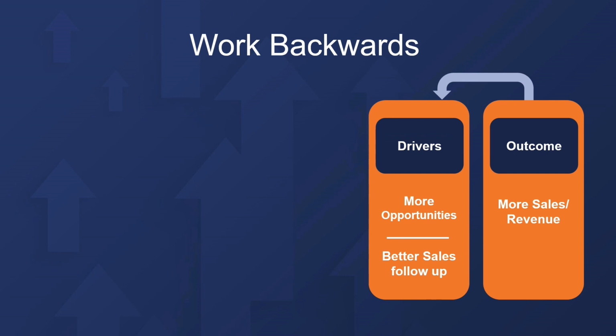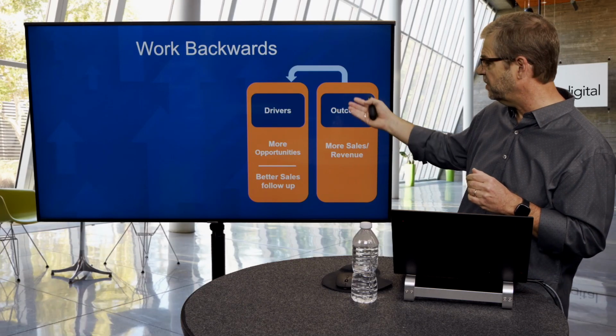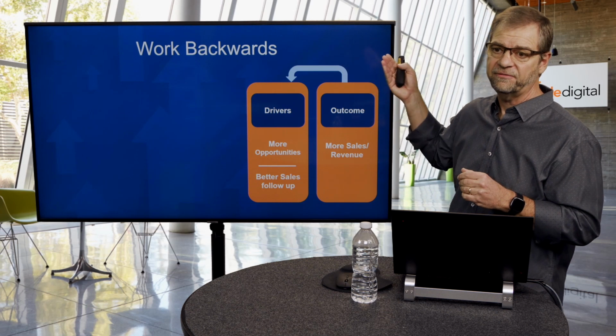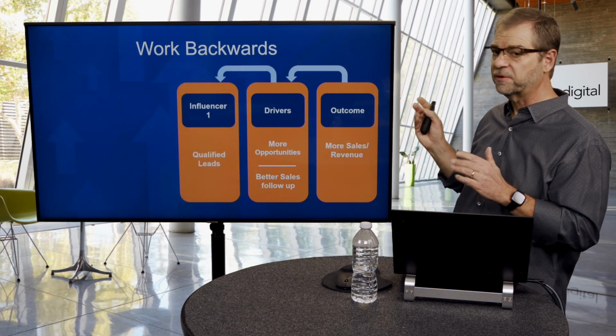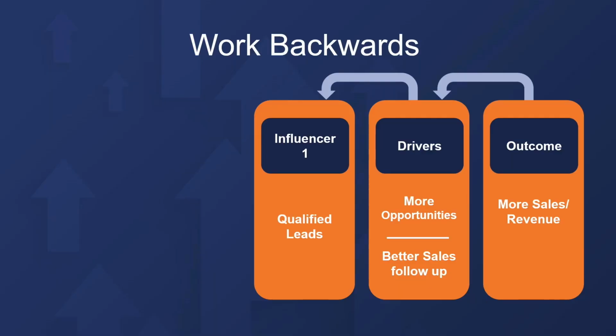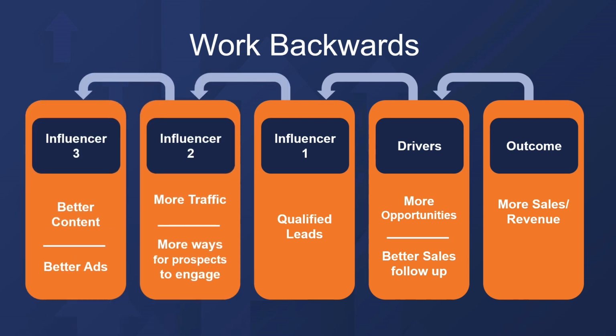Once you have that desired outcome, ask yourself the question, what are the drivers of that desired outcome? What things can they do in their business that are going to cause that outcome to happen? In our world, that's more opportunities and better sales follow-up. So if a client gets more opportunities, they're going to generate more revenue, more sales. And then from there, you need to look at influencers. What are the things that influence those drivers? At Vende Digital, we recommend going back 3 levels. So you can see here, if my driver is more opportunities, then one of the influencers to that would be qualified leads.